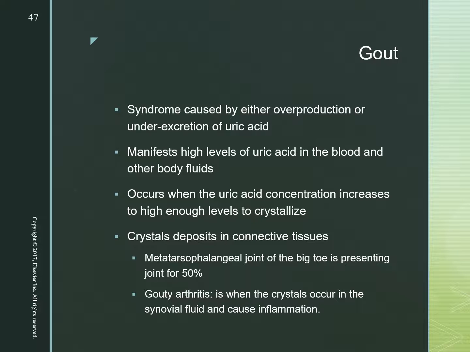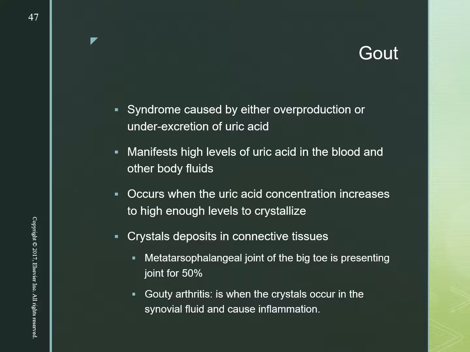Gout is a syndrome caused by either overproduction or underproduction of uric acid. It manifests as high levels of uric acid in the blood and other body fluids. It occurs when uric acid concentrations increase to high enough levels to crystallize. Crystal deposits in connective tissues.